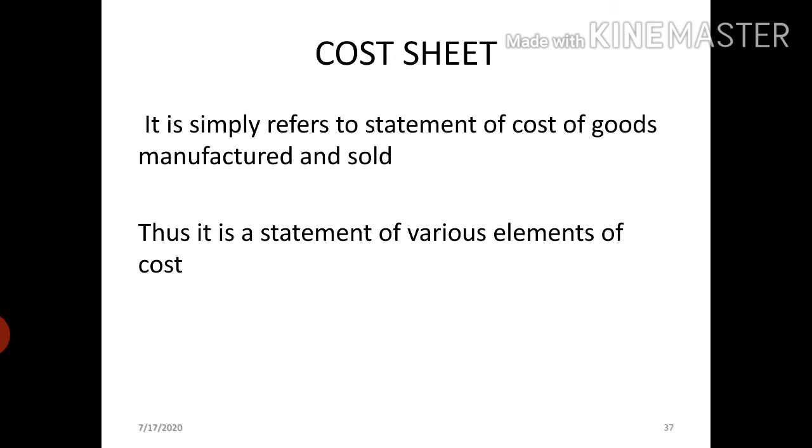What are the advantages or purpose of cost sheet? The cost sheet shows the cost per unit and total cost. We need to find out the total cost and cost per unit, and we show that in a particular statement. That statement is the cost sheet. See the second advantage. It helps in fixing the selling price of the product. Cost sheet is also helpful for fixing the selling price of the product.